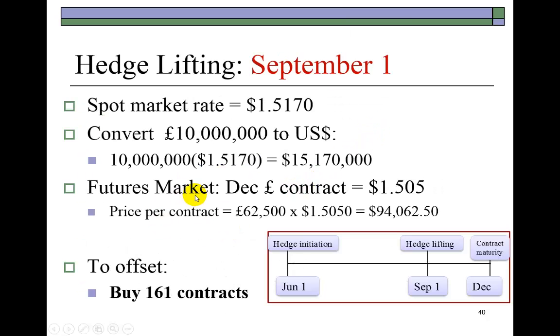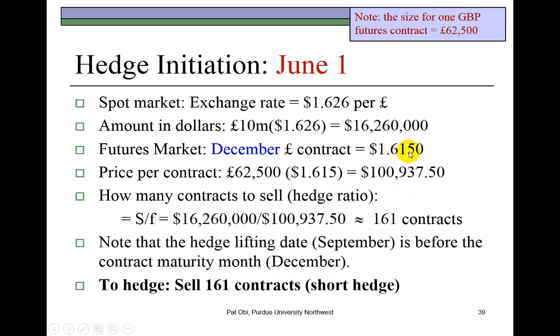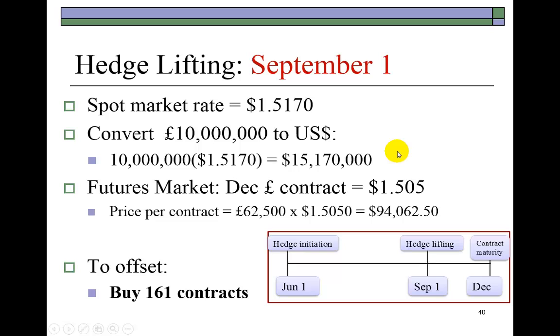Now then, in the futures market, let's assume that on this date, contracts with expiration in December, the same maturity month that you selected, now cost 1.505, down from 1.615. So December futures back in June cost 1.615. Now in the month of September, they now cost 1.505. So that too has gone down. So the spot price has gone down, the futures price has gone down, and this means that the contract price is going to be the size per contract, 62,500, multiplied by the futures price of 1.505, and that's it right here.